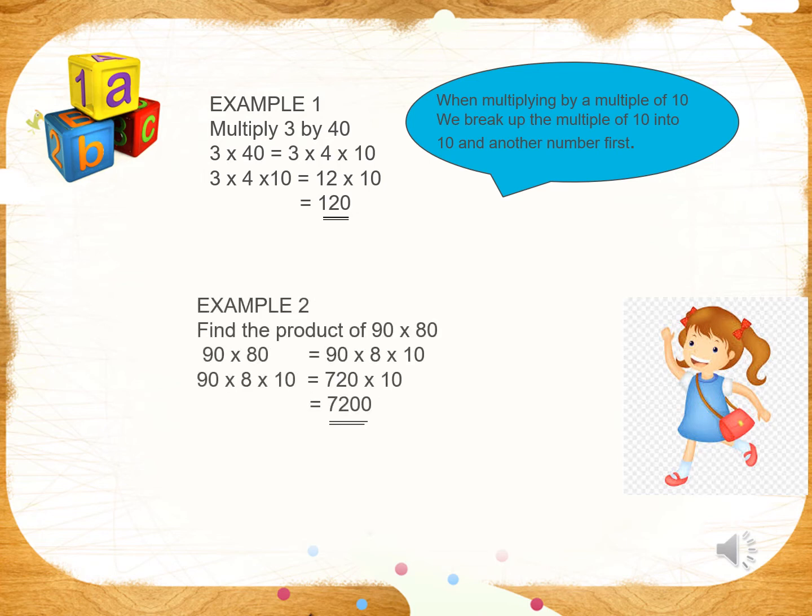Children, let's see the next example. Find the product of 90 multiplied by 80. First we break up the multiple of 10 into 10 and another number. So, 90 multiplied by 8 multiplied by 10. Then 90 multiplied by 8 is 720. 720 multiplied by 10, we get 7,200.